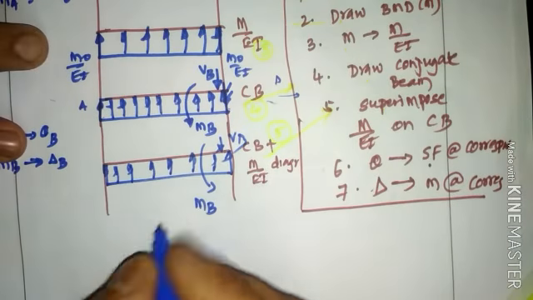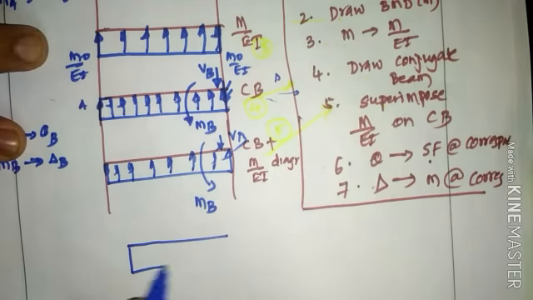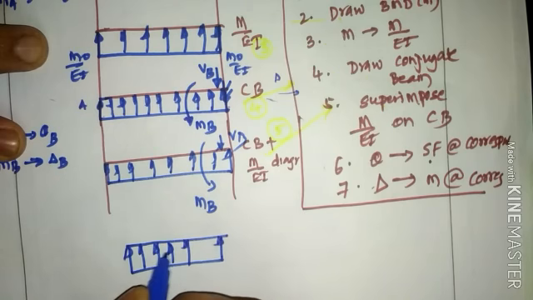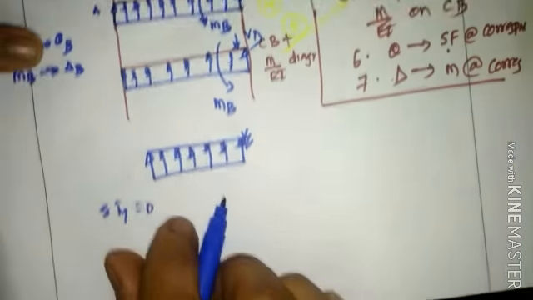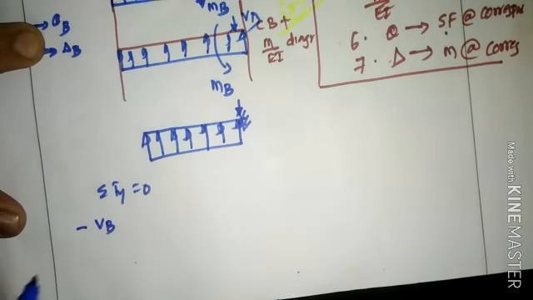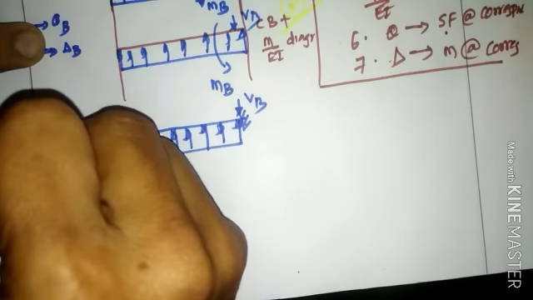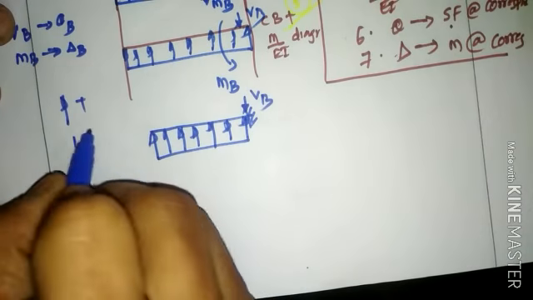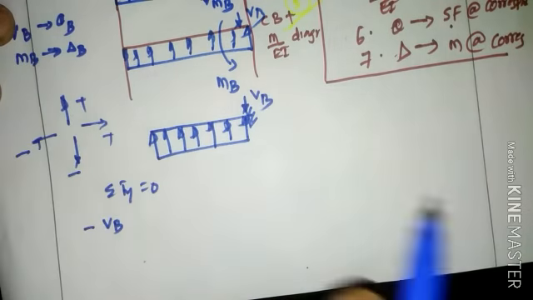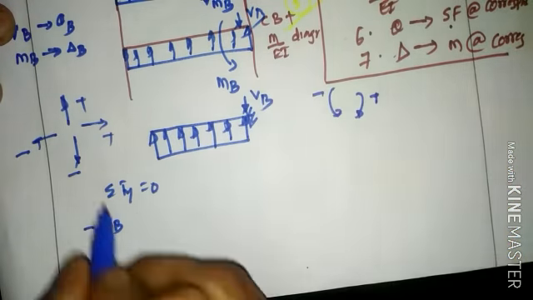To find theta, we need to find the shear force. So we'll redraw this particular diagram and find the reaction component. Now this will form a uniformly distributed load, and for it, summation Fy will be 0. So the reaction will be downward, so minus VB. All downward force is negative, all upward force positive, all right hand side force positive, all left hand side force negative. Likewise, all clockwise direction is positive and all anti-clockwise direction negative. So minus VB.